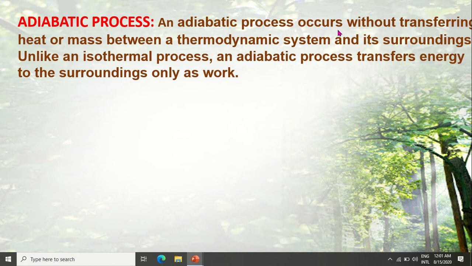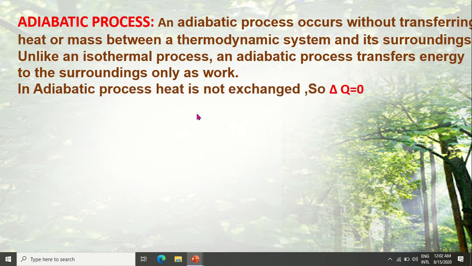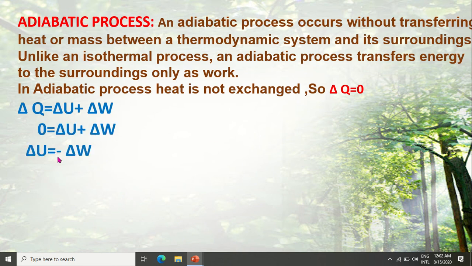An adiabatic process occurs without transferring heat or mass between a thermodynamic system and its surroundings. Unlike an isothermal process, an adiabatic process transfers energy to the surroundings only as work. In adiabatic process, heat is not exchanged, so del Q equal to 0. From the first law, del Q equals del U plus del W. As del Q equals 0, we get del U equal to minus del W, or del W can be written as minus del U.